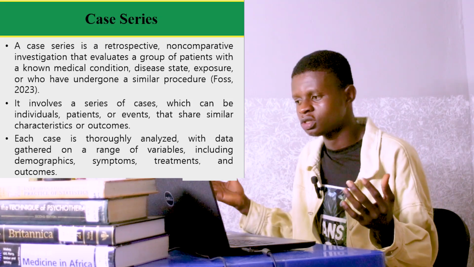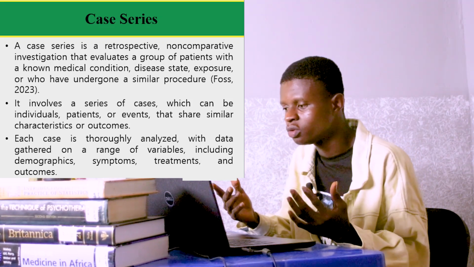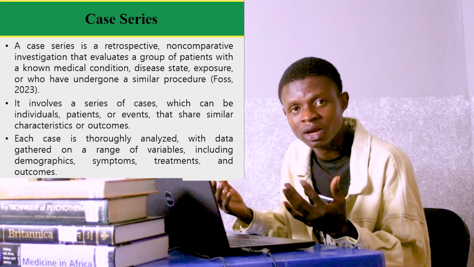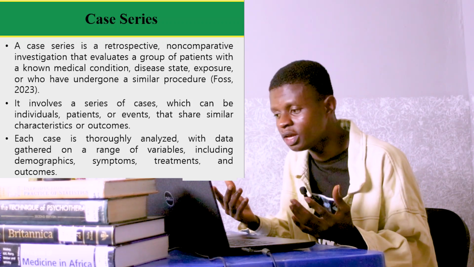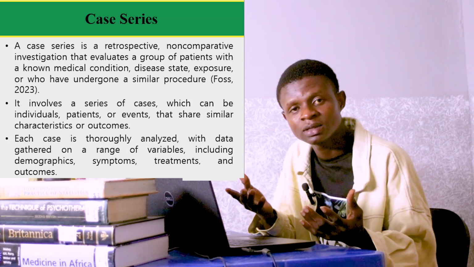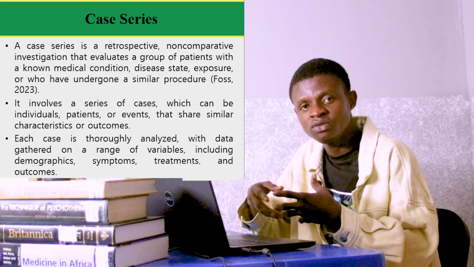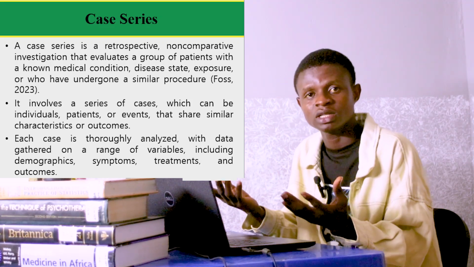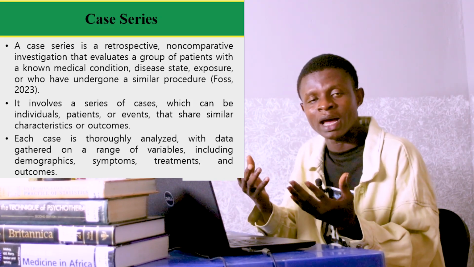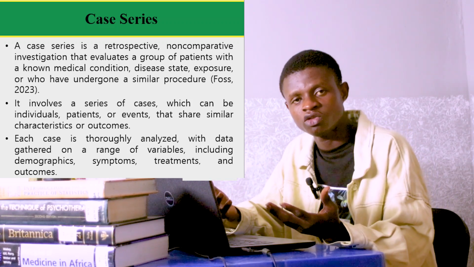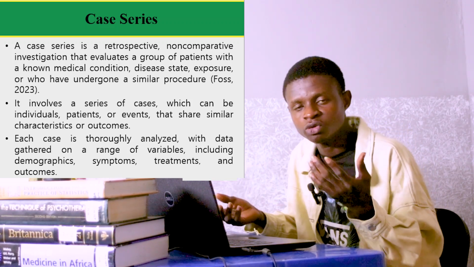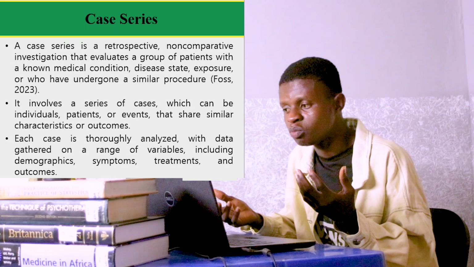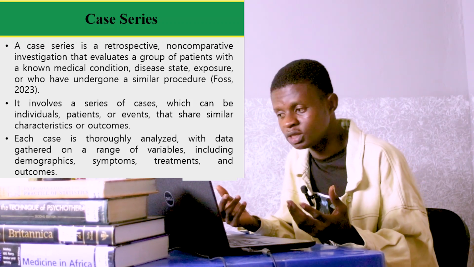So in the analysis of a case series, the data are gathered from a range of different variables. It includes the demographic characteristics, the symptoms of the disease, the type of treatment that was given to the people, and then the outcome. So are the people responding to the treatment? These are the types of variables that case report and case series deal with.